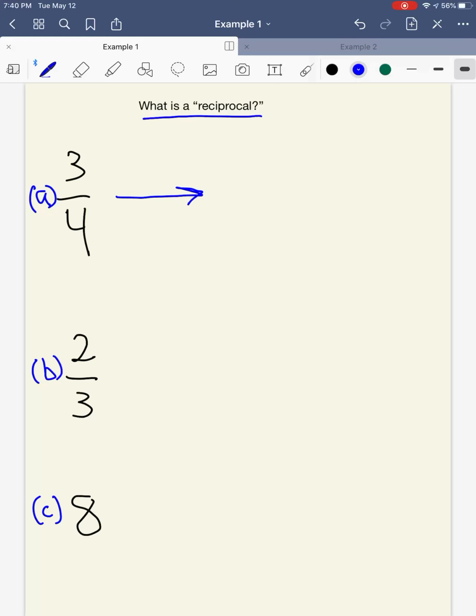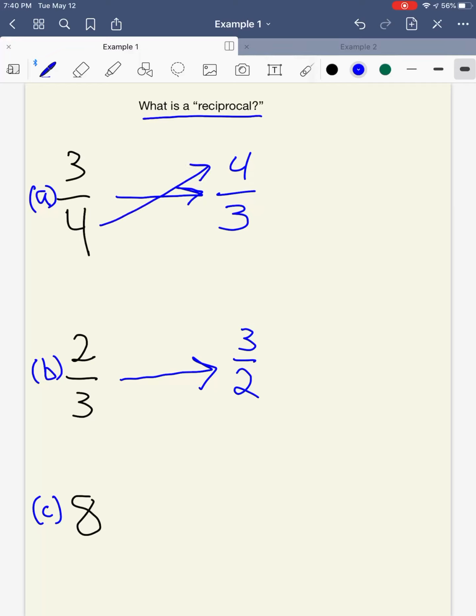So I'm going to show you the reciprocal of 3/4. The reciprocal of 3/4 is 4/3. See what I did there? All right, well, let's look at another one and see if you can figure it out, or maybe you already have before I do it here. So the reciprocal of 2/3, yeah, it's 3/2. So it's not anything super complicated. What is going on here?